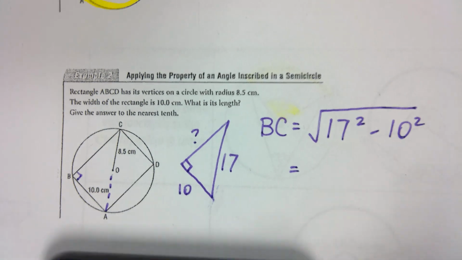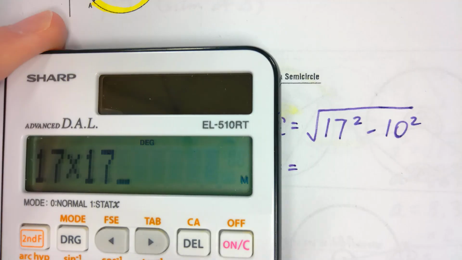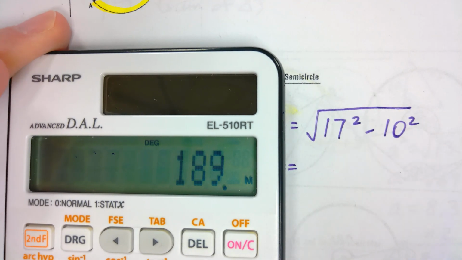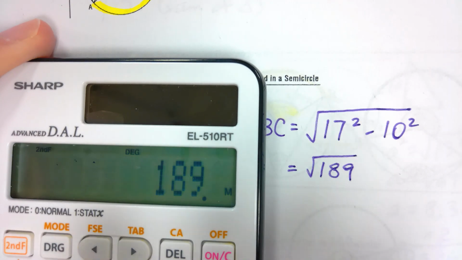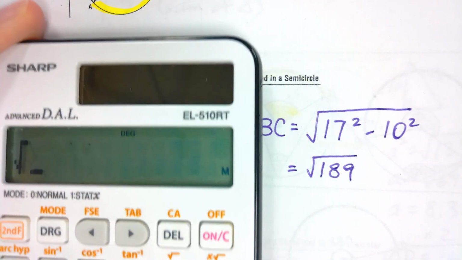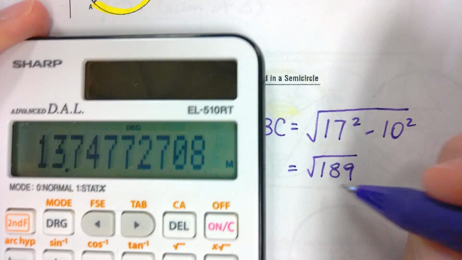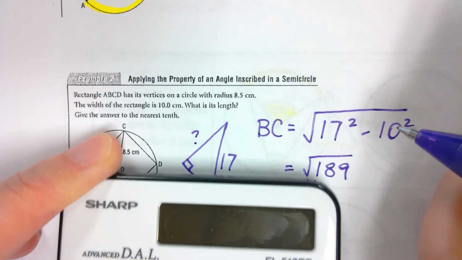calculator, I can't do that in my head. So 17 times 17, take away 10 times 10. I get 189. Square root that, so second, the square root button, 189. I get 13.7. What do I round this to? It says to the nearest tenth.